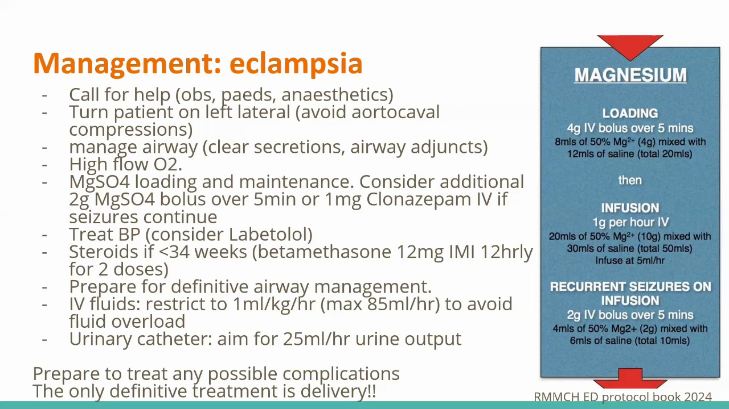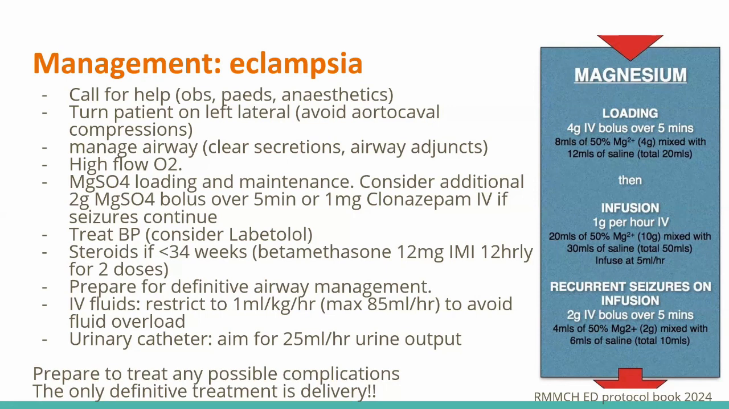Then for IV fluids, the protocols usually say that we need to restrict IV fluids to 1 ml per kg an hour, up to a max of 85 ml per hour. Some of the protocols are different. Some say 70, some say 85. But it's important to avoid fluid overload here, because even though the patients are intravascularly depleted, they are at very high risk of fluid overload and pulmonary edema. And then we always insert the urinary catheter, aiming for 25 ml per hour of urine output.